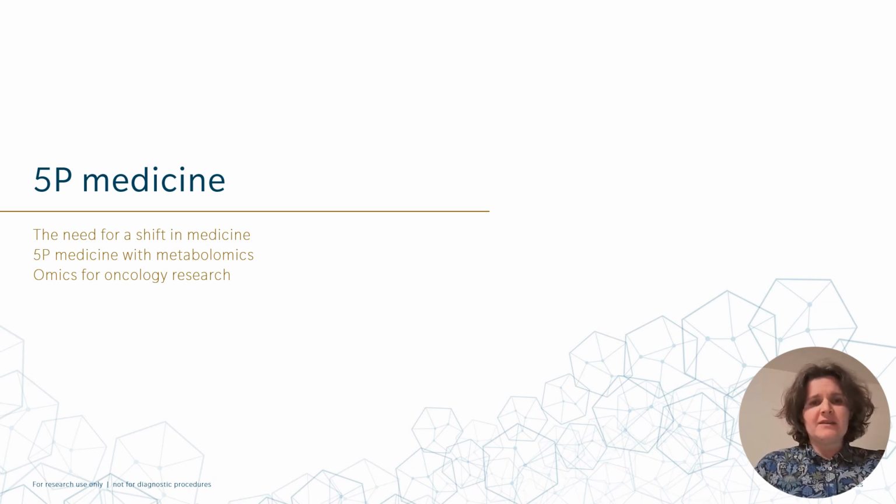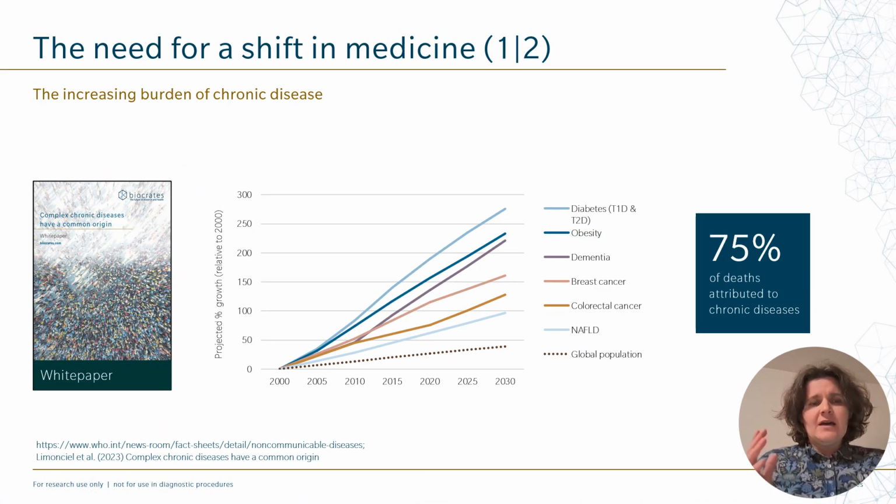But let's begin with 5P medicine. To put it in context, I want to start by discussing chronic disease. In 2013, the WHO issued a global action plan for the prevention and control of non-communicable disease by 2020. As you can see on this slide, whether you look at diabetes, dementia, or cancers, these actions did not manage to curb the tide. By 2021, globally, 75% of non-pandemic related deaths were attributed to chronic or non-communicable disease.